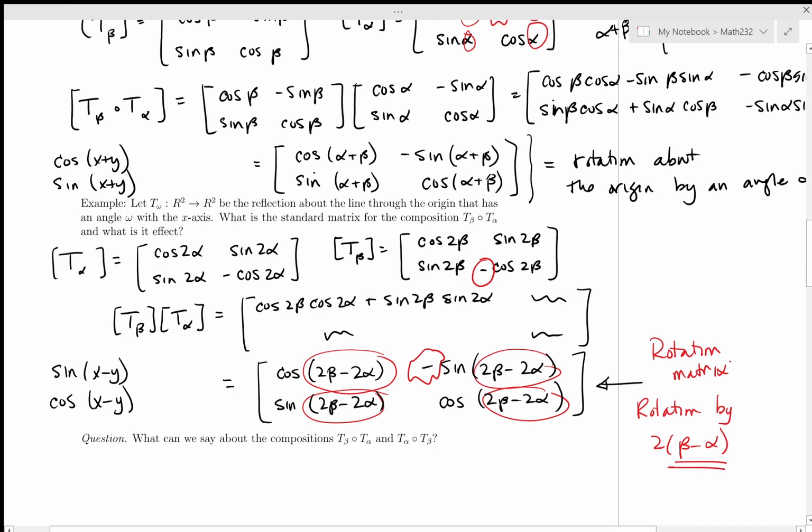So draw a little picture for yourself. Draw a vector reflected over some line, and then draw another line, and then reflect that output that you just got over that line, and draw it carefully enough so that you can see that that is the equivalent of doing this rotation. Okay. That's what we can say about them. So they can be represented geometrically. Oh, and what can we say about the compositions?